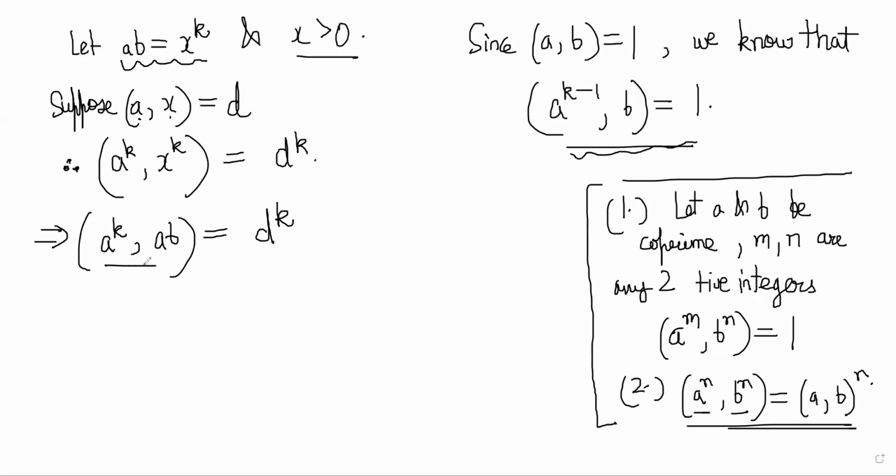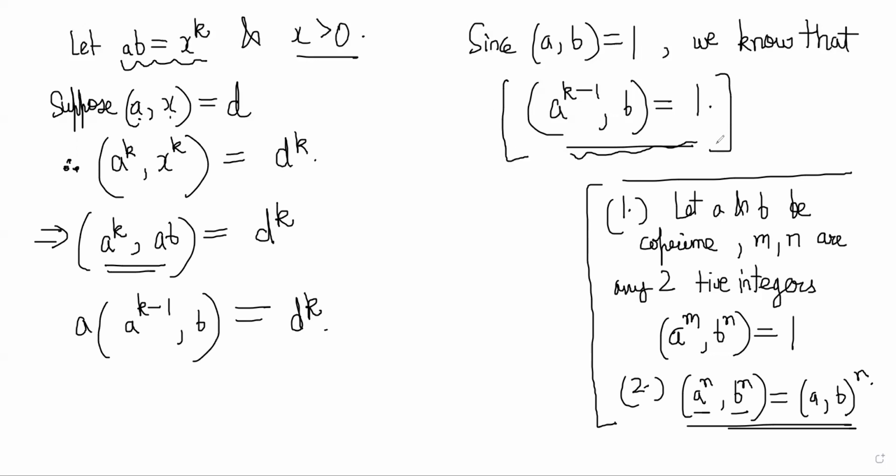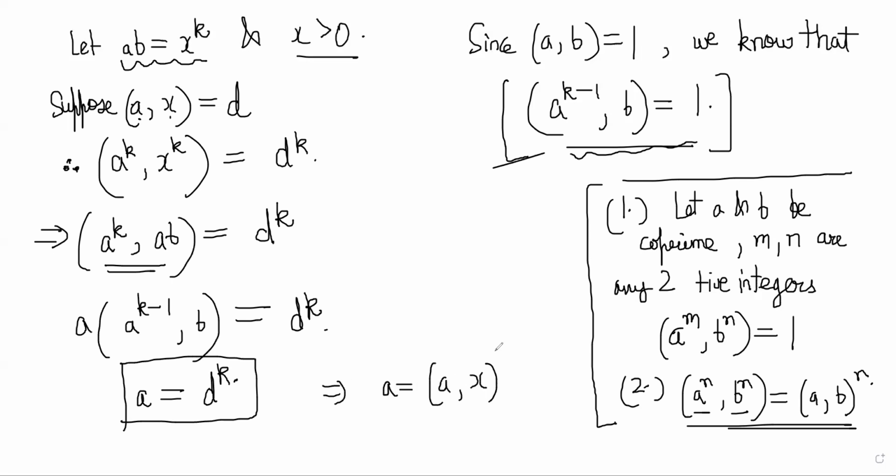Now, the GCD of this is going to be, you can take A common outside. It is A times the GCD of A power k minus 1 and B, which is equal to D power k, right? So now we know that the GCD of A power k minus 1 and B is 1. So therefore, A is equal to D power k we are getting, right? And what is D power k? Basically, we have proved that A is equal to the GCD of A and x power k.